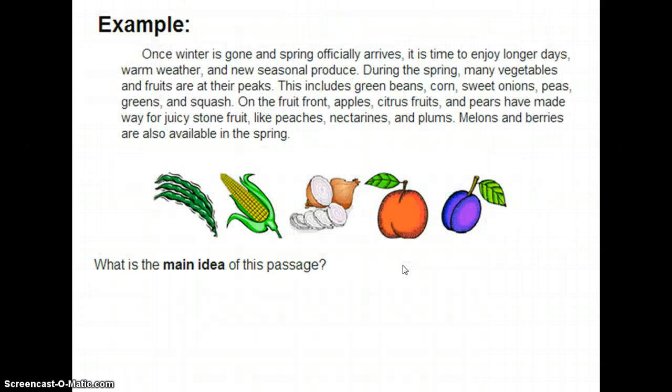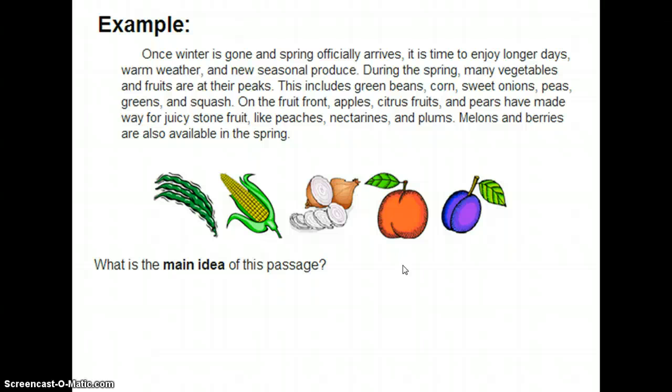Let's look at another example. Once winter is gone and spring officially arrives, it is time to enjoy longer days, warm weather, and new seasonal produce. During the spring, many vegetables and fruits are at their peaks. This includes green beans, corn, sweet onions, peas, greens, and squash. On the fruit front, apples, citrus fruits, and pears have made way for juicy stone fruit like peaches, nectarines, and plums. Melons and berries are also available in the spring.